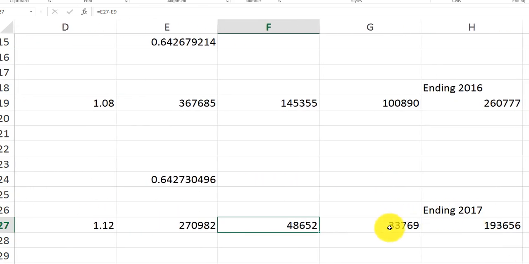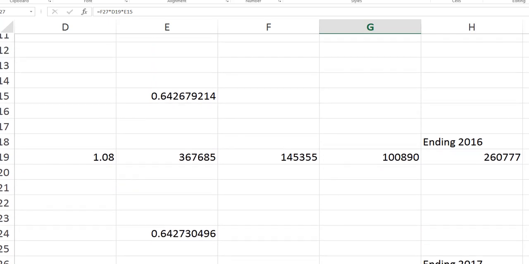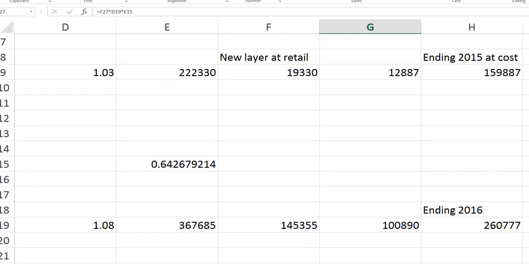We're going to then convert it to cost. Now, we're not going to use this cost. All right, we're going to use the cost from the year that it actually was added. So we added it during this year because that's when we went above here.